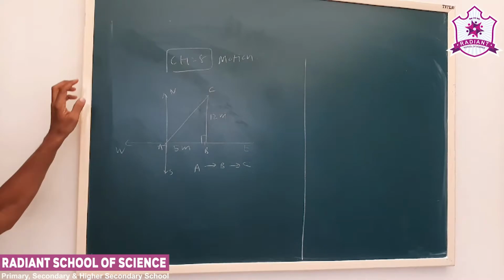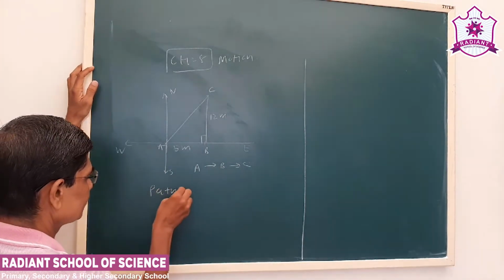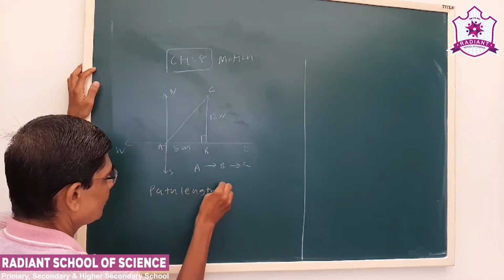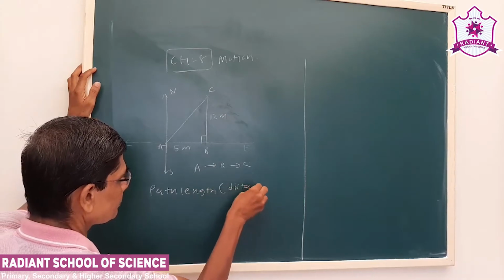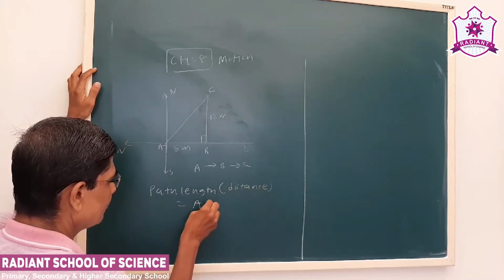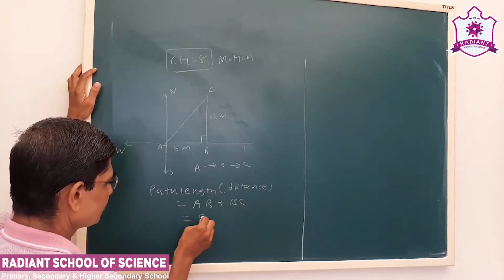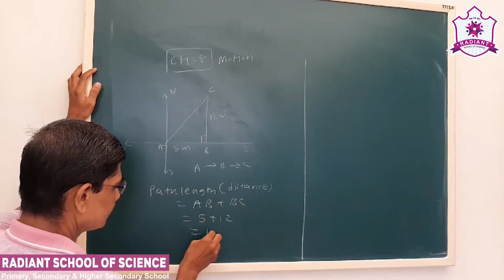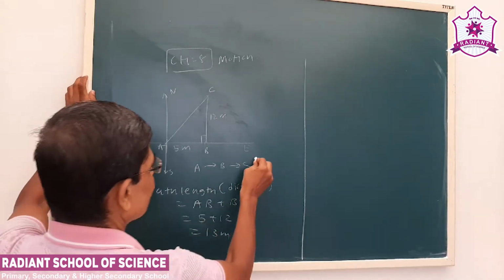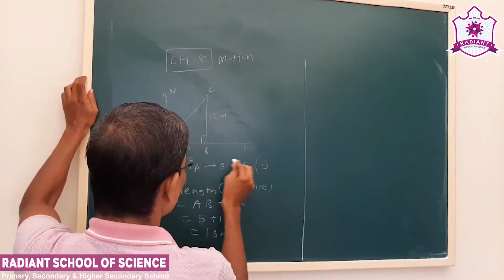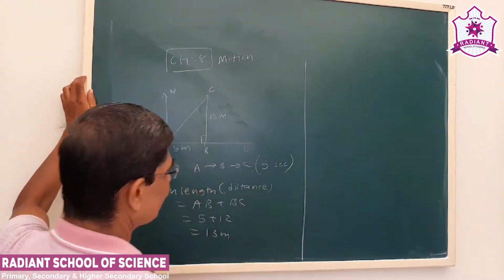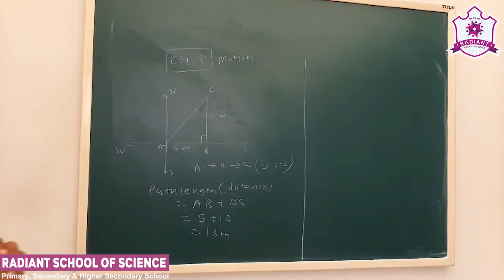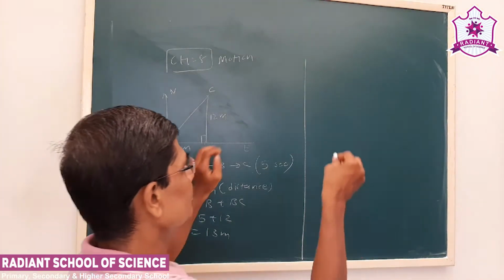First we find out the path length or distance, that is AB plus BC. Now see, the time to move from A to C, let us say, is given as 5 seconds. Now we have obtained the path length. Now the displacement.